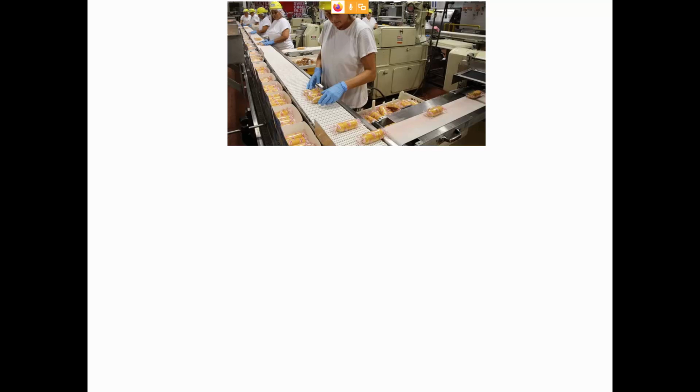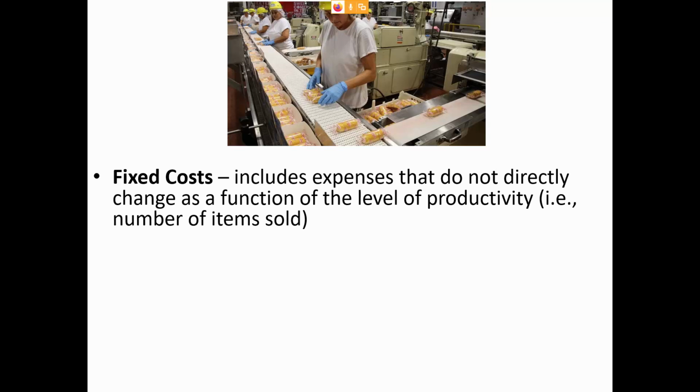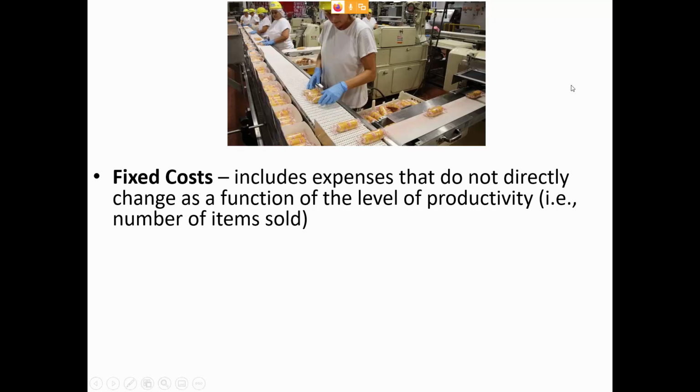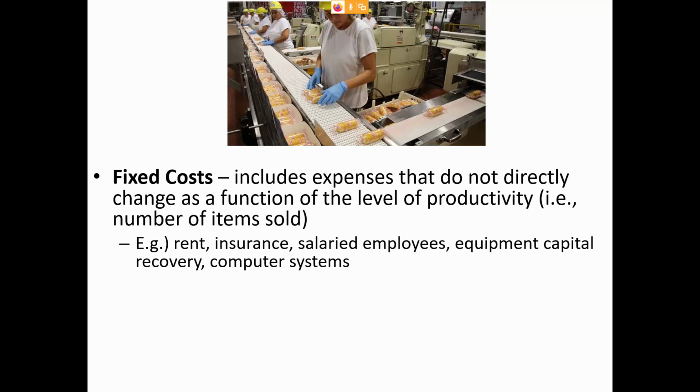So in the case of what if you operated a factory that makes Twinkies? So think about what would be your fixed costs and what would be your variable costs in an operation like this. So the definition of fixed costs is the expenses that don't directly change as a function of the level of productivity. So if you're making 100 Twinkies per day or 10,000 Twinkies per day, your fixed costs don't change.